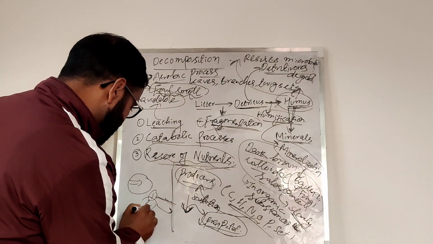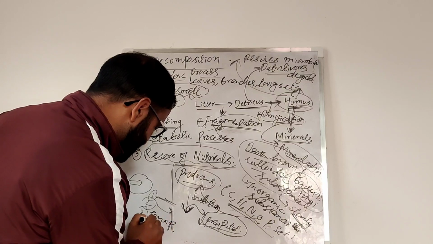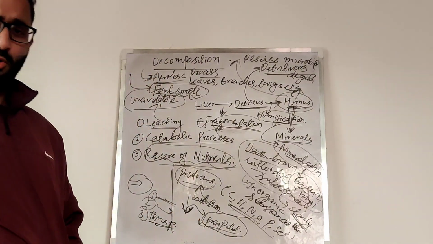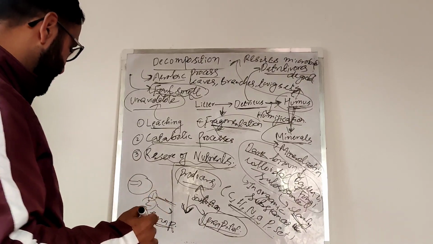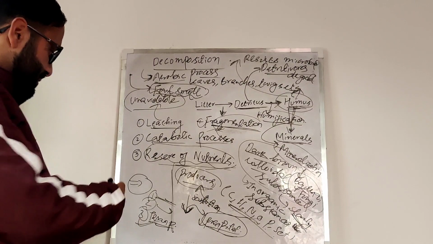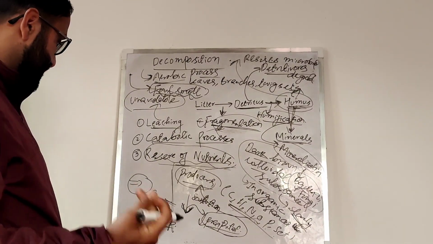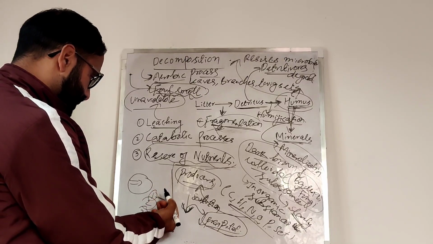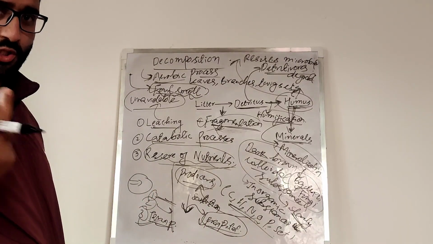Third is temperature. If moderate temperature is present and a good amount of humidity, then the decomposition process occurs rapidly. So these are some factors which affect the decomposition process: composition, temperature, and availability of oxygen.